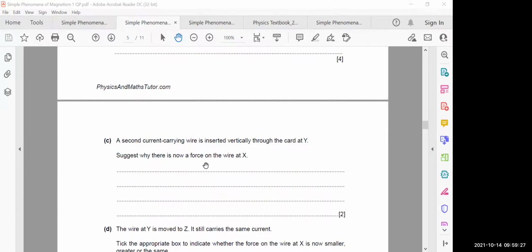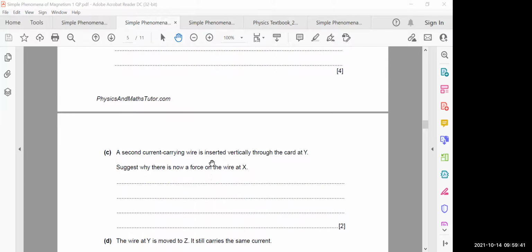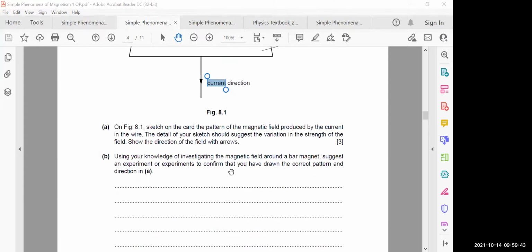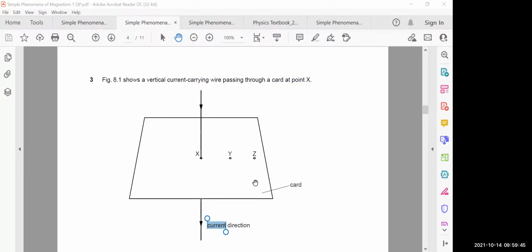A second current carrying wire is inserted vertically through the cardboard at Y. Suggest why there is now a force on the wire at X. A second current carrying wire is there at point Y. Already discussed in question number 1, but now in question number 3, they are asking the same concept. They're saying they have inserted another long wire at point Y.